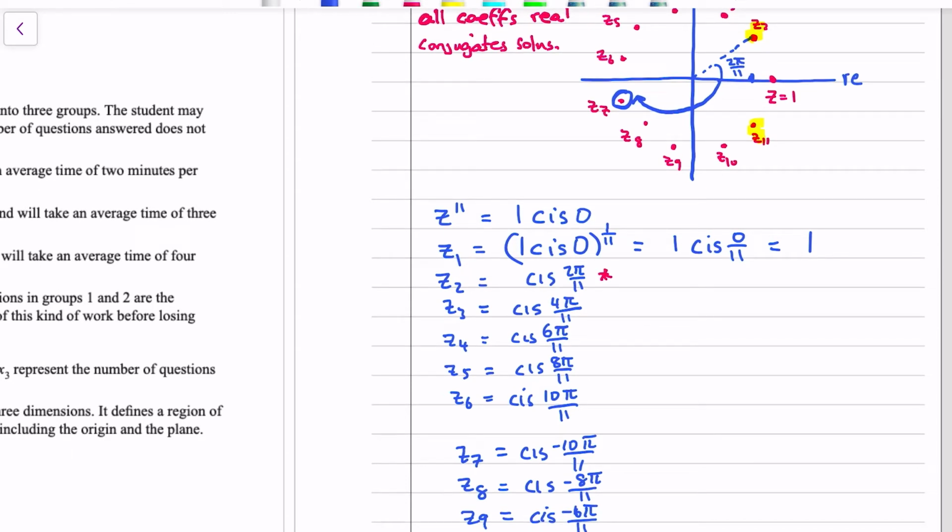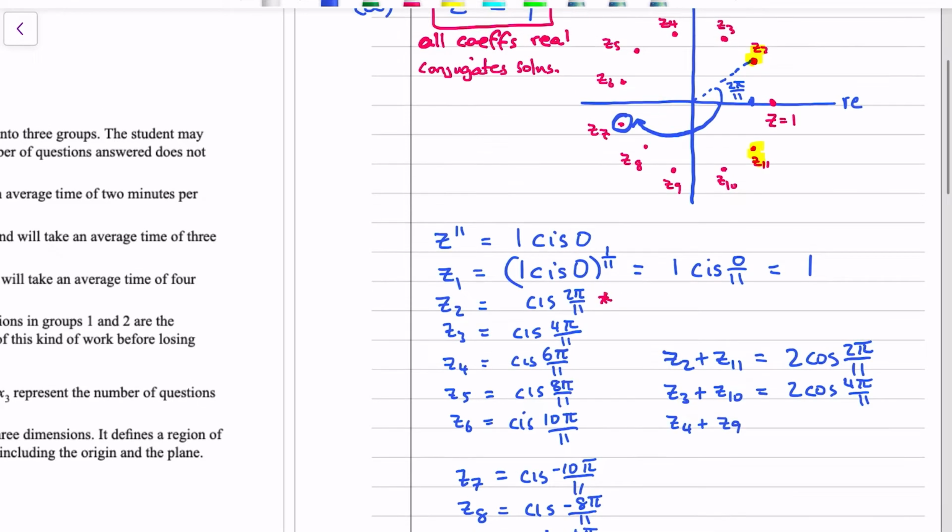z2 plus z11 is equal to 2 cosine of 2 pi over 11, because we get two lots of the real part when we add. z3 plus z10 is going to be 2 cos 4 pi over 11. z4 plus z9 is going to be 2 cos 6 pi over 11. z5 plus z8, 2 cos 8 pi over 11. z6 plus z7 is 2 cos 10 pi over 11.